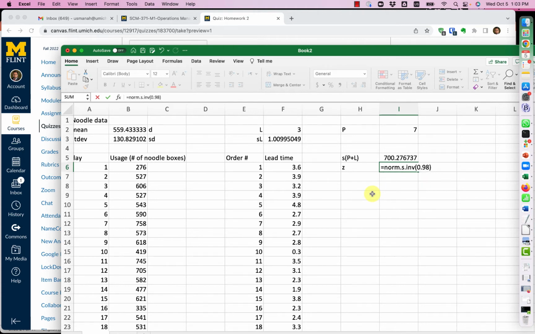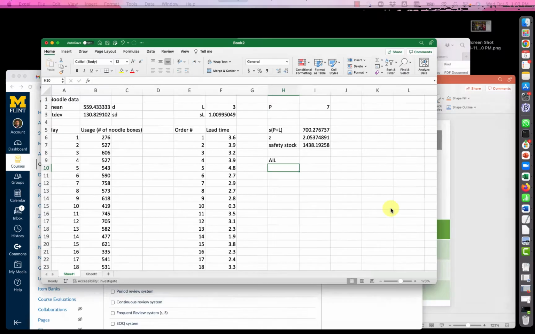NORM.S.DIST will take a z-score and convert it to a probability, and NORM.S.INV is the reverse: give it a probability like 0.98, and it will give you a z-score. So that's 2.055. Then safety stock is simply the z-score times sigma of P plus L, which is right here. We're going to need the average inventory level as well.